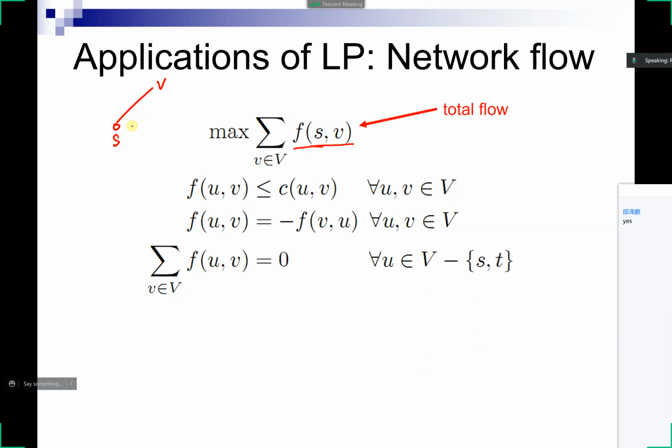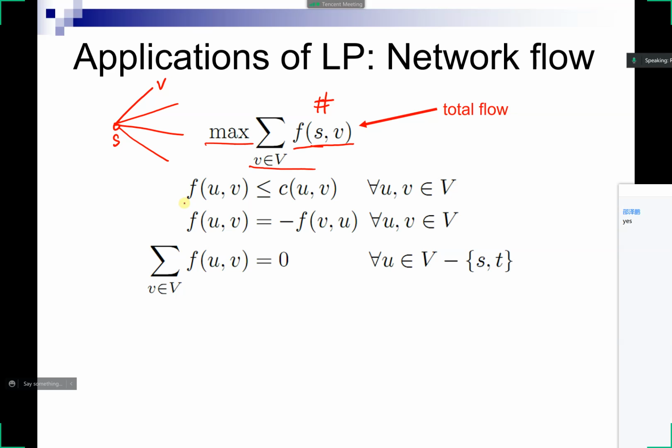In max flow, what we're trying to do is to maximize the amount of flow coming out of the source node to any other node. So therefore you want to maximize the sum of f of sv from S to all of these other nodes. Again, each one of these things is just a number. However, we have these constraints that we need to satisfy.